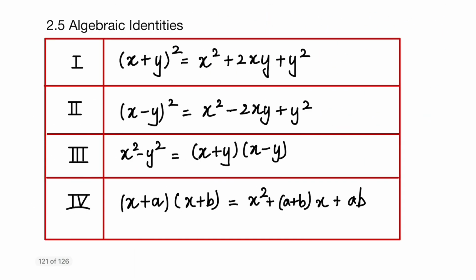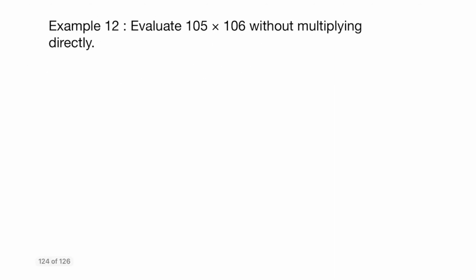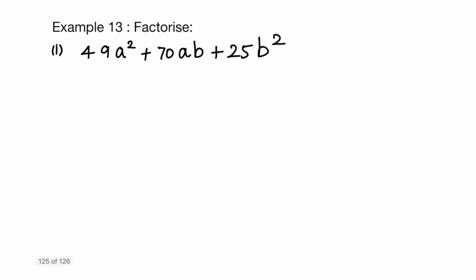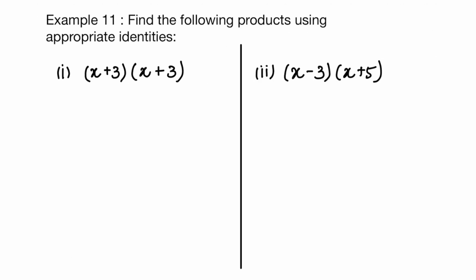Okay, so that is all the identities that we have seen in this video. Now we are moving to the exercise 11. Okay, we have another example as well. Let me just see this first and we'll think if we can cover this in this video or the next video. Okay, so the first subdivision of this example is x plus 3 into x plus 3.